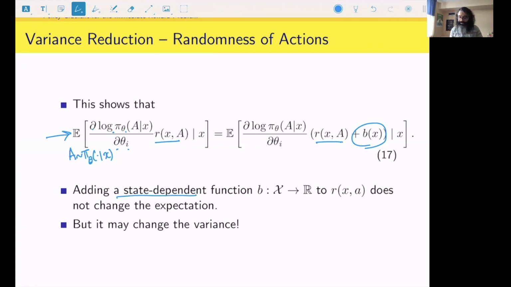So adding a state-dependent function b to r, x, and a does not change the expectation, but it may change the variance. The variance of the new random variable, if I consider this thing, which is a new random variable, I can change by the choice of b.